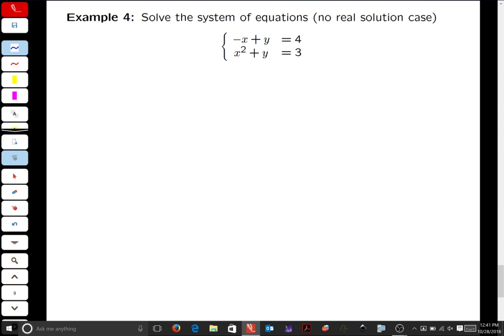Solve the system of equations. Notice right here I have a minus x plus y equals 4, and then I have an x squared plus y equals 3. So which one should we solve? The first equation or the second equation? First. And what variable do you want to solve it for? I'm either going to have an x equals or a y equals. So I'm going to add the x to the other side. And my x became a 4 today.